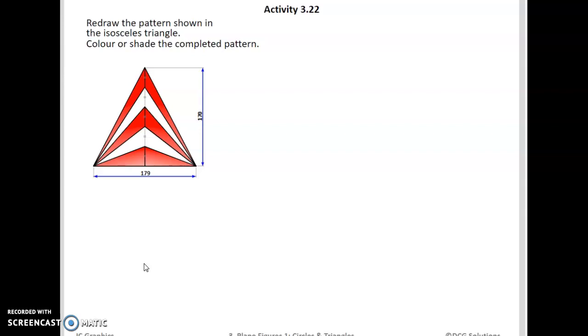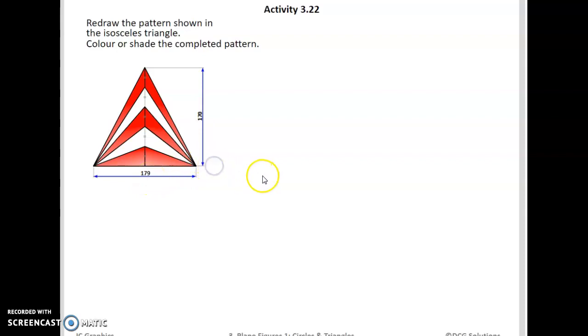We're going to work on it today. It is Plane Figures 1, triangles and circles, sheet 6. The left-hand exercise is an isosceles triangle. An isosceles triangle is where you have two sides equal, so that side and that side are equal. Just for the exercise, I'm going to change that to 180 rather than 179, because we need to bisect it. So we're going to take a look at that.